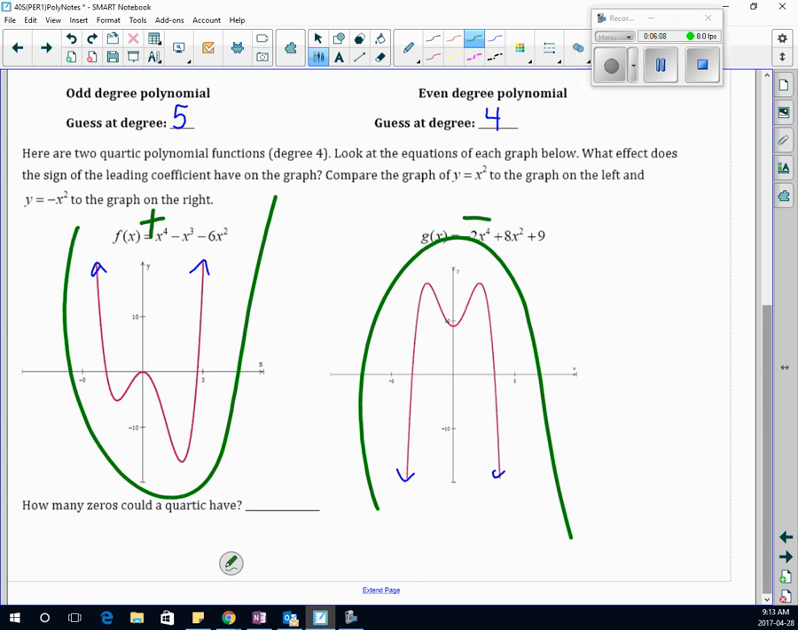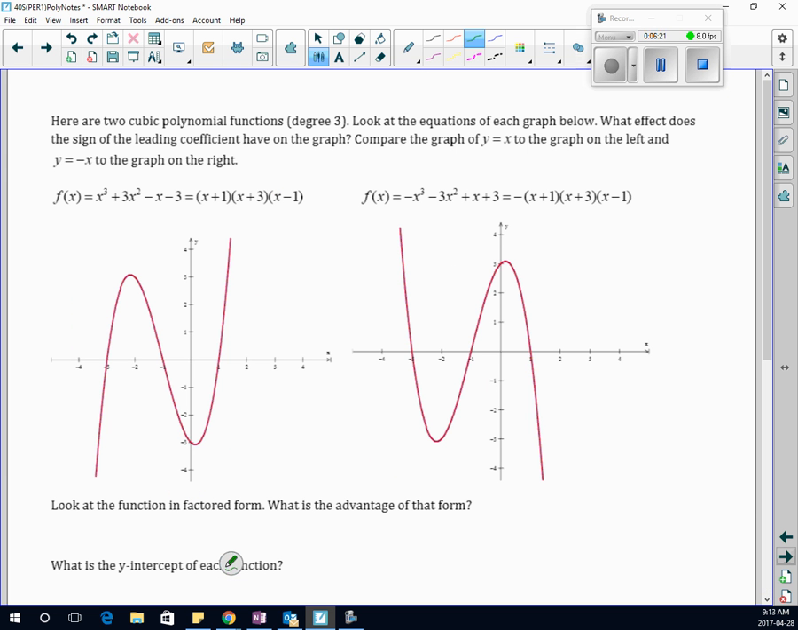How many zeros could a quartic have? Quartic is 4, people. So how many zeros could it have? It could have the same amount, 4. How many turning points could it have? 3. Hey, we're listening. Very good. Here are two cubic functions. Degree 3. Look at the graph below. What effect does the leading coefficient have on the graph? This is positive.